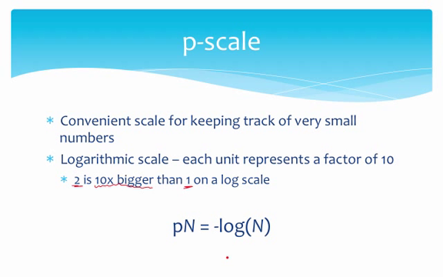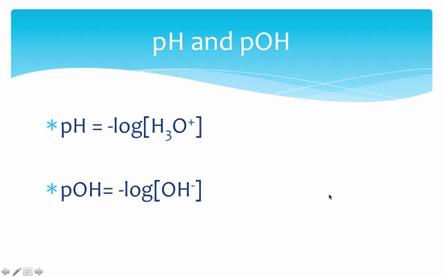And in general, no matter what you want to keep track of on the p-scale, it always has the same exact formula. P of n, where n is the item we want to keep track of on the p-scale, is always going to be the negative log of whatever that value n is. Here's where we would plug in our concentration, and then we just take the negative log. This is all a lot clearer when we talk about the concepts of pH versus pOH.